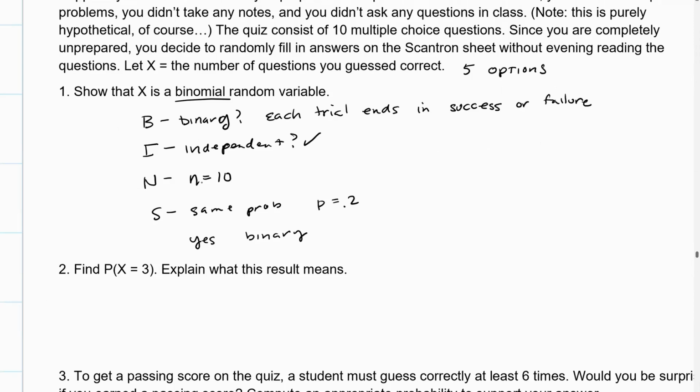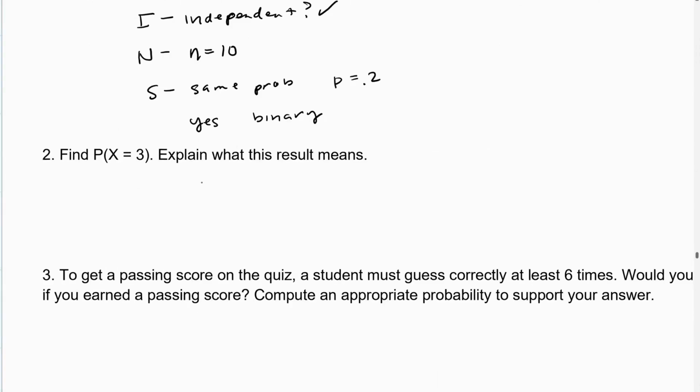All right. So find the probability of getting exactly 3 correct. The probability of this is 10 choose 3 times 0.2 cubed times 0.8 to the 7th. Because the probability of getting them right is 0.2, and we're getting 3 right. The probability of getting a failure is 0.8, and doing that 7 times.